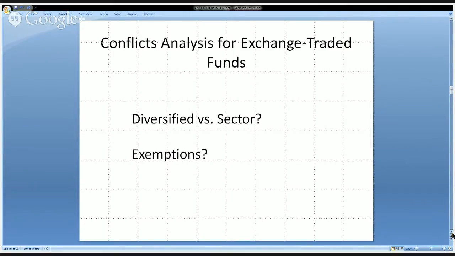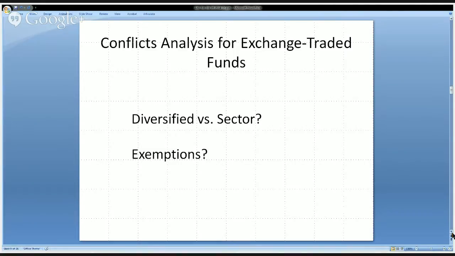The distinction between diversified or sector funds is going to tell us whether or not the holdings of the exchange-traded fund are exempted from coverage altogether under 18 U.S.C. Section 208, or if we have to look to a de minimis. So we want to think about those, the sector versus diversified and the exemptions that might apply.